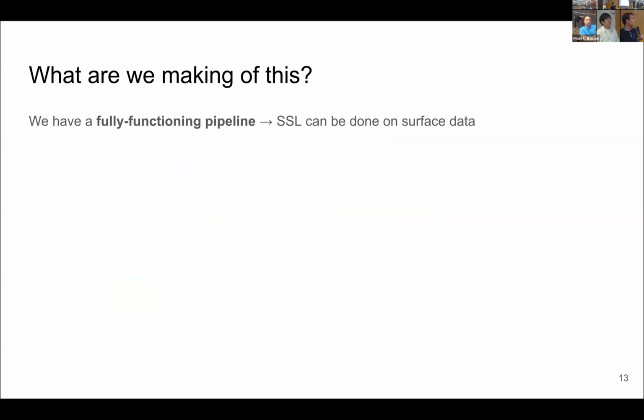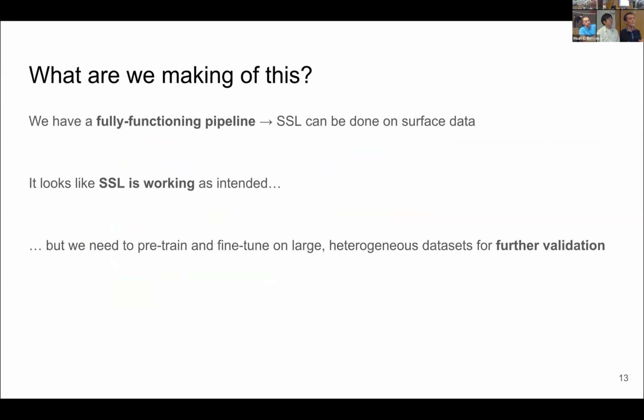So what do we get out of this? We have a fully functioning pipeline for self-supervised learning on mesh data, which is a good starting point because self-supervised learning is usually applied on 3D volume data or 2D images, so very different data. It looks like it's working, but obviously to reach a statistically sound conclusion, we have to train on many more data and a much more heterogeneous data set.